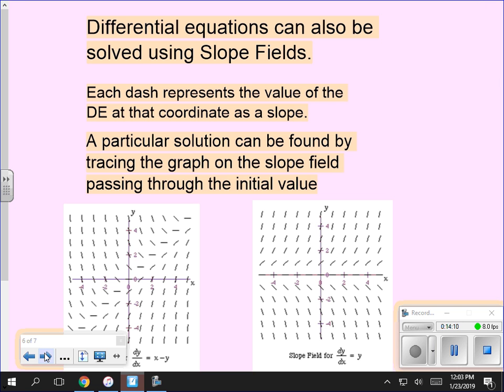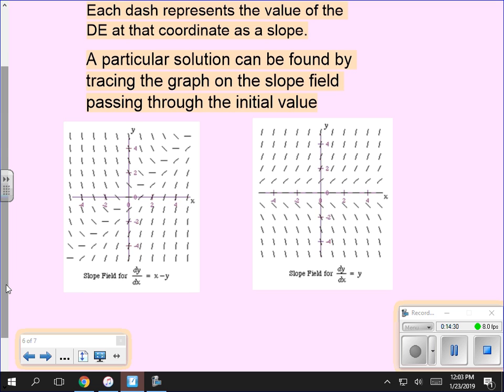Differential equations can also be represented using slope fields. Each dash represents the value of the differential equation at that coordinate as a slope. A particular solution can be found by tracing the graph of the slope field passing through the initial value. We are going to work with these in more detail next time, but I did want to bring them up here. Okay, so these are two slope fields.